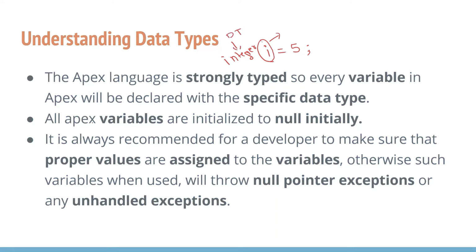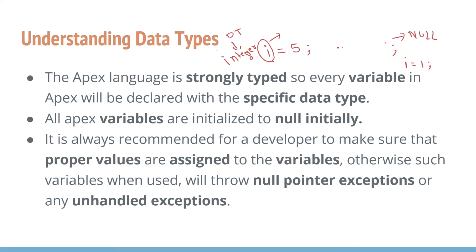All Apex variables are initialized to null initially. For example, if we have written integer I, then the value of this particular I is equal to null. When we write I equal to 1, then the value of I will be 1. Otherwise, the value of I will be null. So when we declare a particular variable, the value of it will be null.